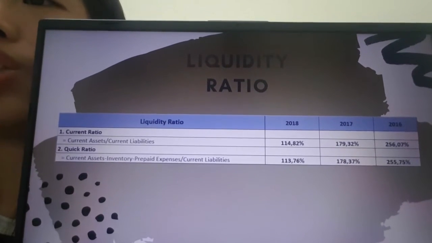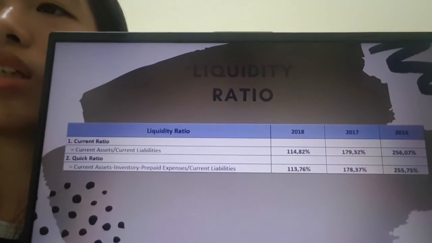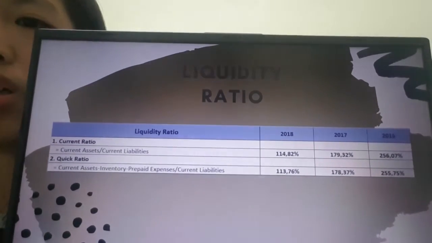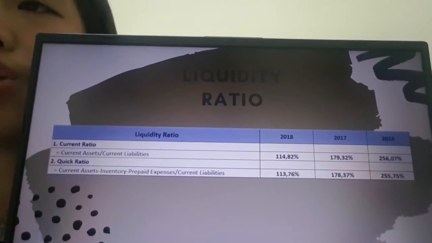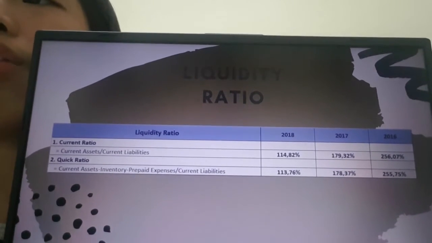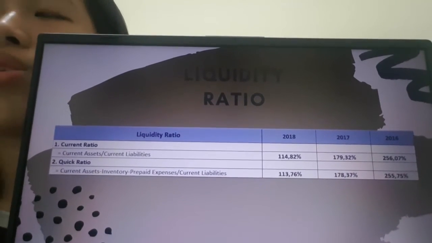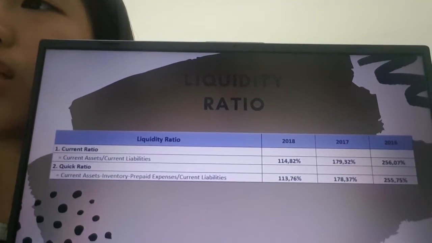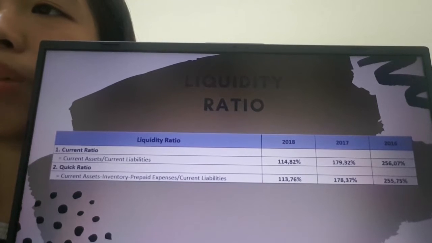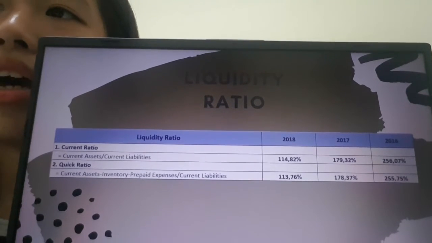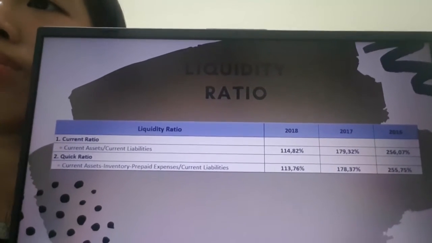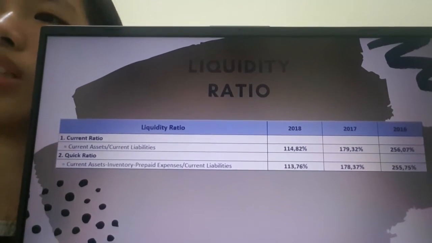For liquidity ratio, we only use two analyses, that is current ratio and quick ratio. To calculate the current ratio, we divide current assets by current liabilities and we get the result 256% for 2016, 179% for 2017, and 114% for 2018. So we can see that it is decreasing.